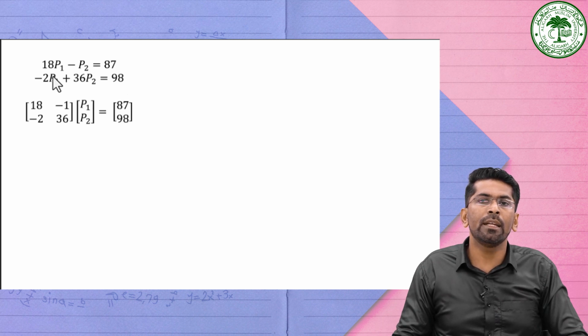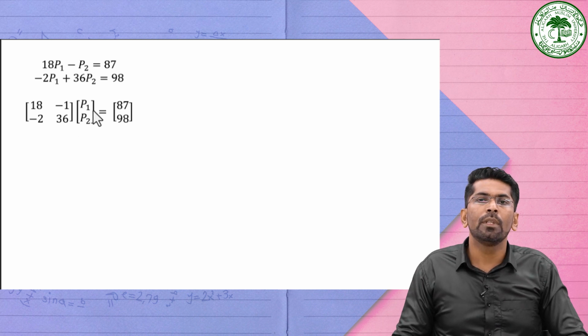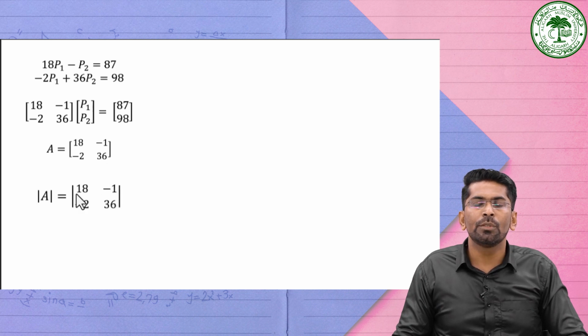So here A is the coefficient matrix, where the coefficients are 18, minus 1, minus 2 and 36, into P, that is p1 and p2, which is the variable matrix, which is equal to 87 and 98. This is the constant matrix. Now after getting the Ax is equal to b format, we are going to take the matrix A, that is the coefficient matrix 18, minus 1, minus 2 and 36, and find the determinant value.